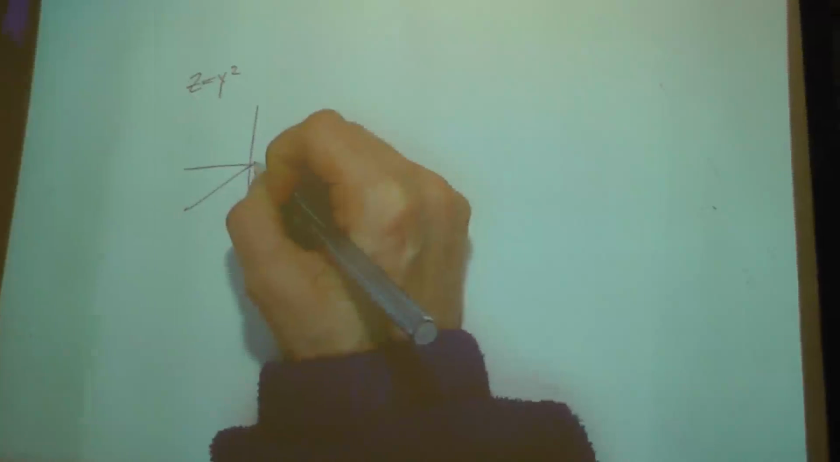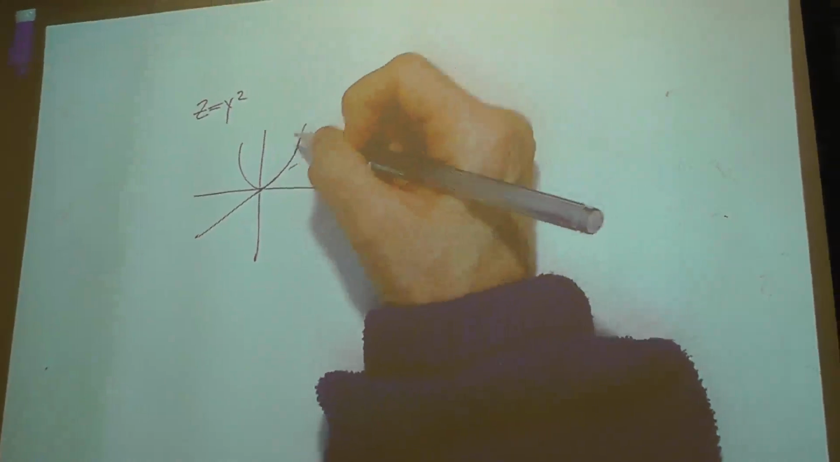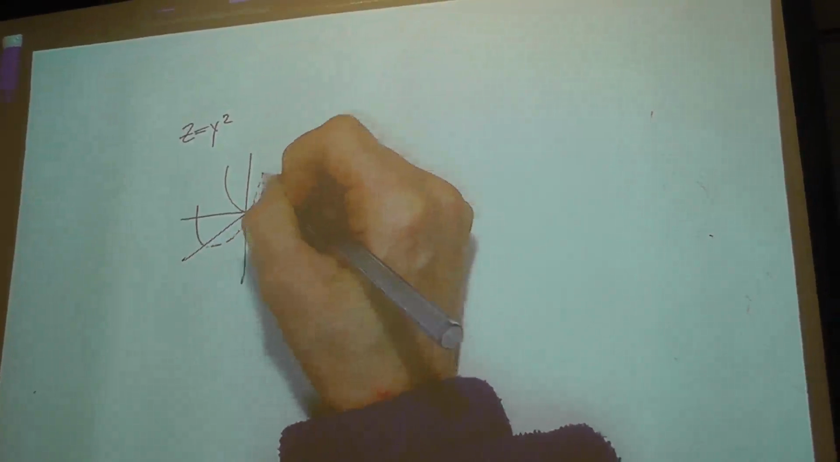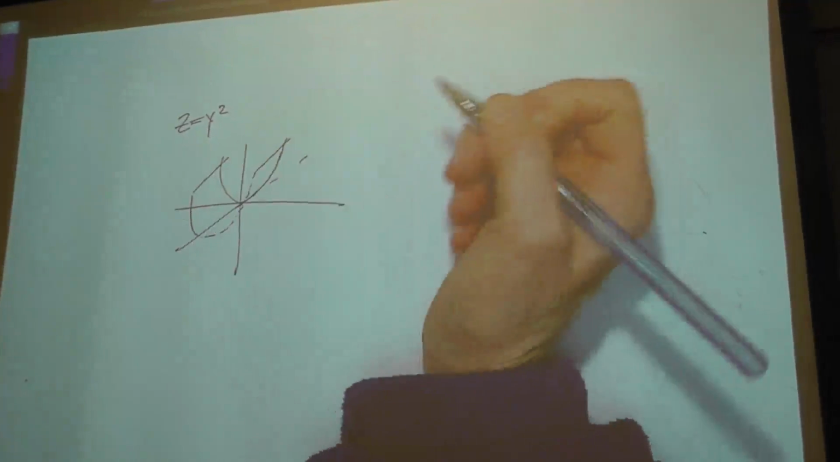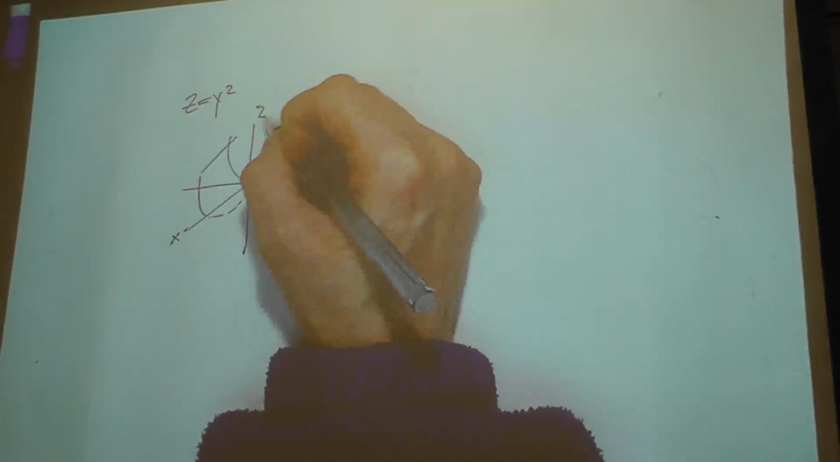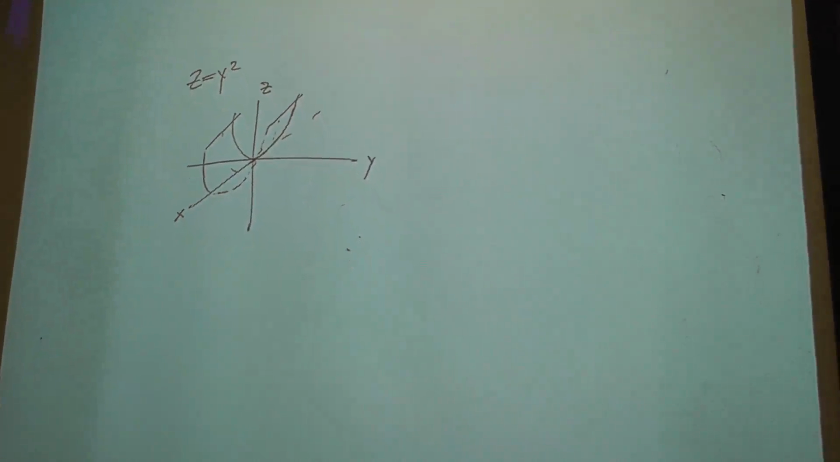Okay, let me back up here and try to redraw. z equals y squared. So I've got this guy. And it's going to move up and down the x-axis. Each one of these becomes a parabola. All right?